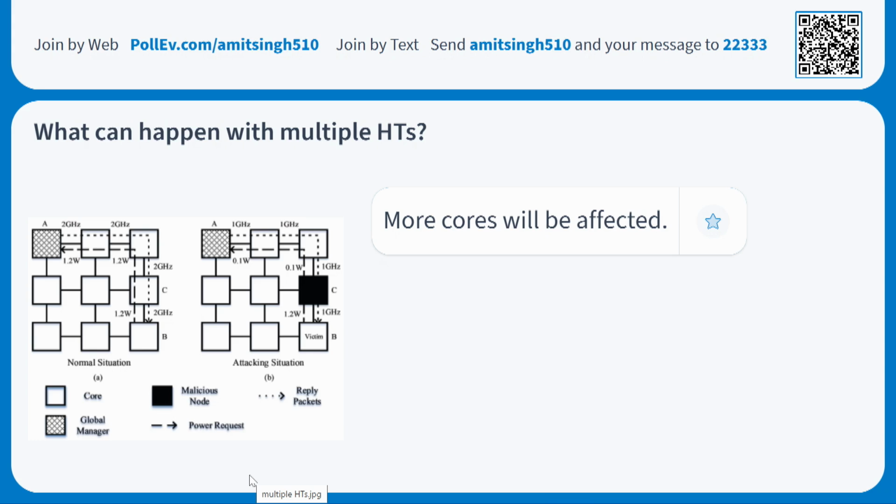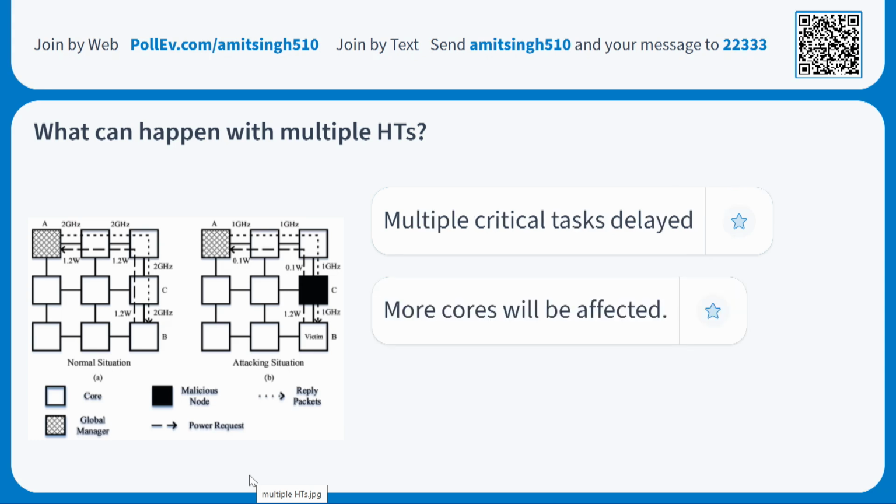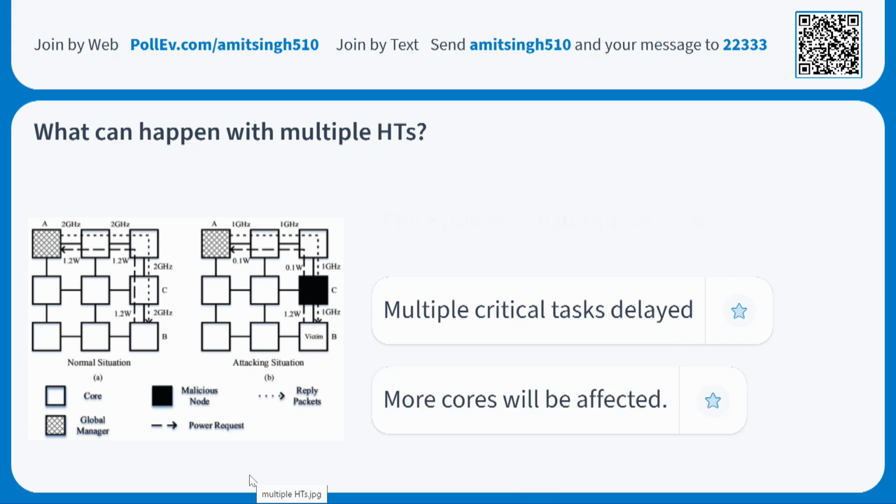Yeah, so more cores will be affected. Anything else you can think of? Multiple critical tasks delayed, yeah. If there is a request from multiple places and there are multiple Trojans, all of them will change your request. The first one maybe changed 1.2 watt to 0.1 watt, but if there is a Trojan here, this can change it further, maybe again from 0.1 to 0.01 watt. So the request can keep changing. You can see this is a more problematic situation.